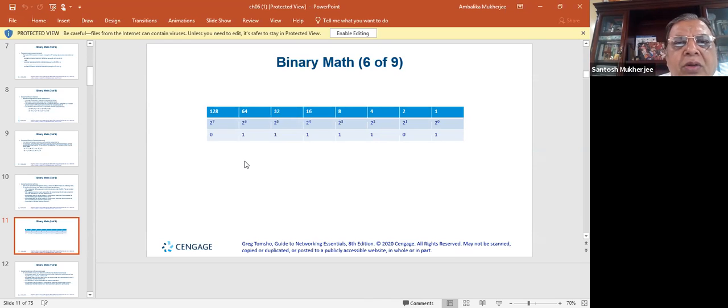2 to the power 7 is equal to 0, 2 to the power 6 is equal to 1, 2 to the power 5 is equal to 1, 2 to the power 4 is equal to 1. So ultimately, it represents 0, 1, 1, 1, 1, 1, 0, 1.